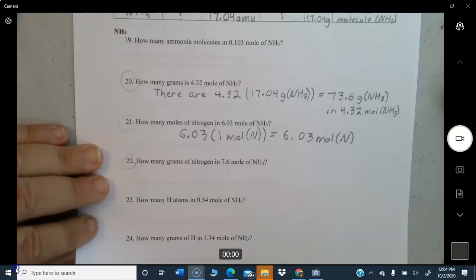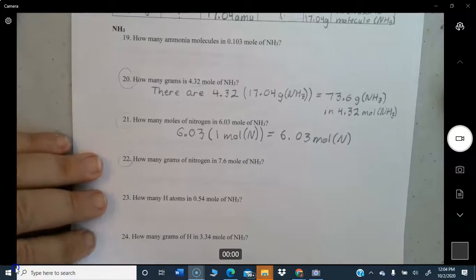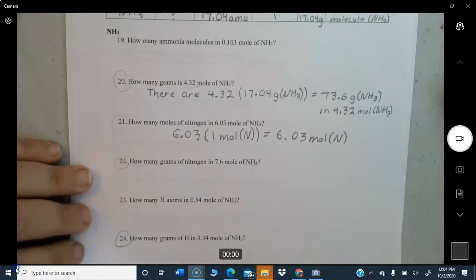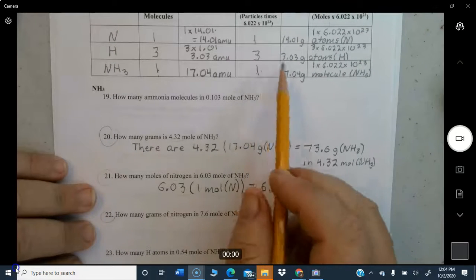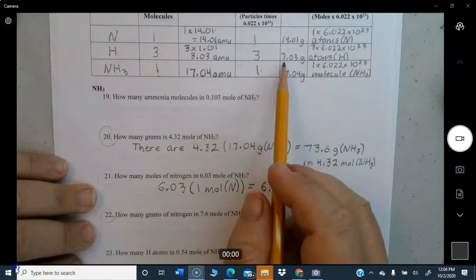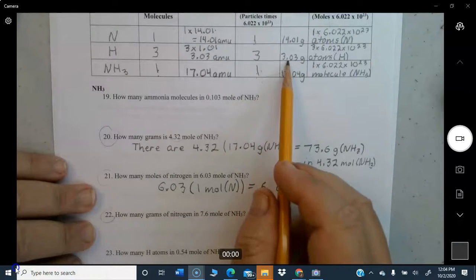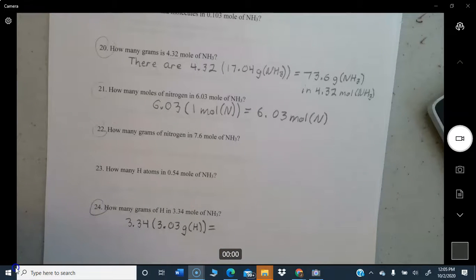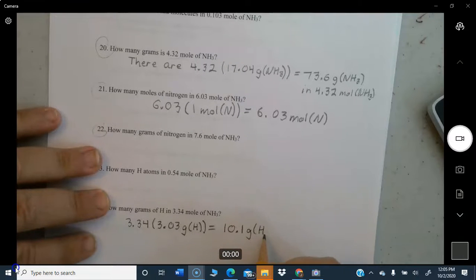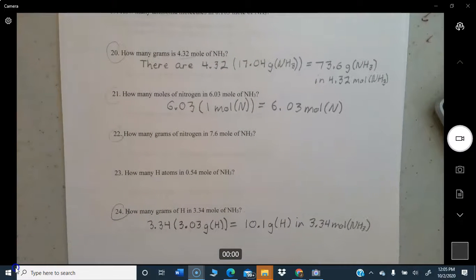And then finally, how many grams of nitrogen? Let's do this one down here. It's just a little more involved. How many grams of hydrogen is 3.34 moles of NH3? So for 1 mole of NH3, you need 3.03 grams of hydrogen. So if you want 3.34 moles of NH3, you need 3.34 times that many grams. So let's write that out. Okay, so 10.1 grams of hydrogen in 3.34 moles of NH3. Again, just like scaling a recipe when you're cooking. No different than that. Okay, let me go ahead and give you the rest of the answers.